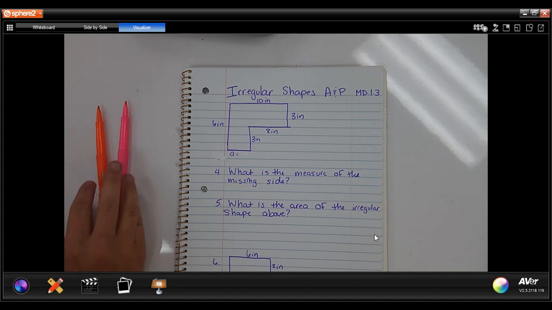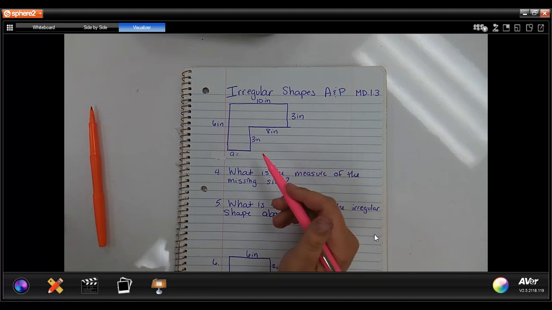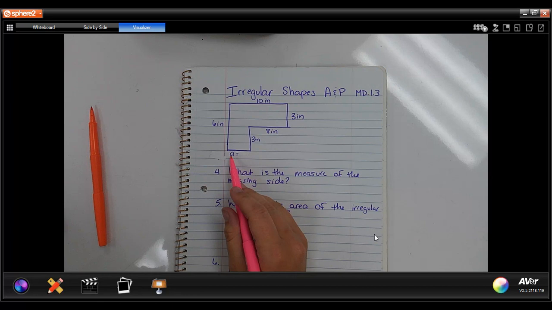We will continue our learning about irregular shapes, area and perimeter on this slide. So this shape, the first question says, what is the measure of the missing side? So I'm trying to find the measure of this side, which is A.